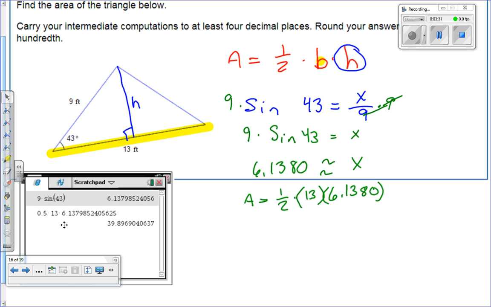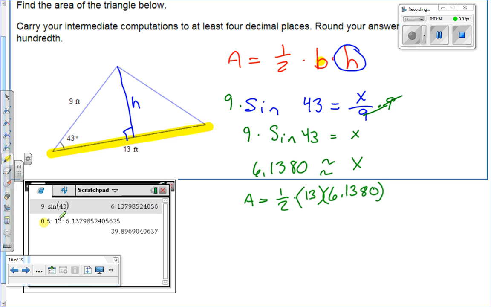If we work that out in our calculator again, using 0.5 for half, you get half times 13 times 6 point. I just used the whole previous value there, but if you would have used the rounded decimal, that would have been perfectly fine. This gives my answer of 39.896. We'll round that to the nearest hundredth because that's what it says. Hundredth means 2 digits. So my area is going to be equal to 39.90 feet squared, because area is always squared. And that's your final answer right there.